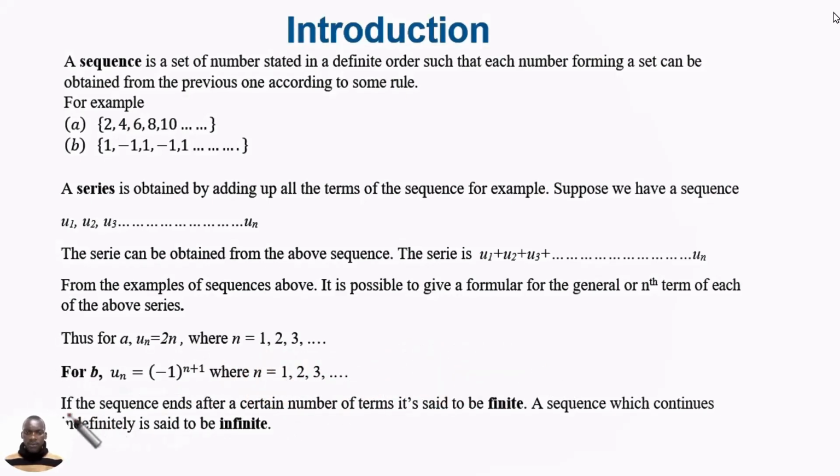If the sequence ends after a certain number of terms, then it is said to be a finite sequence. On the other hand, a sequence which continues indefinitely is said to be infinite. So when a sequence does not end, it simply proceeds without ending, and we call it an infinite sequence.